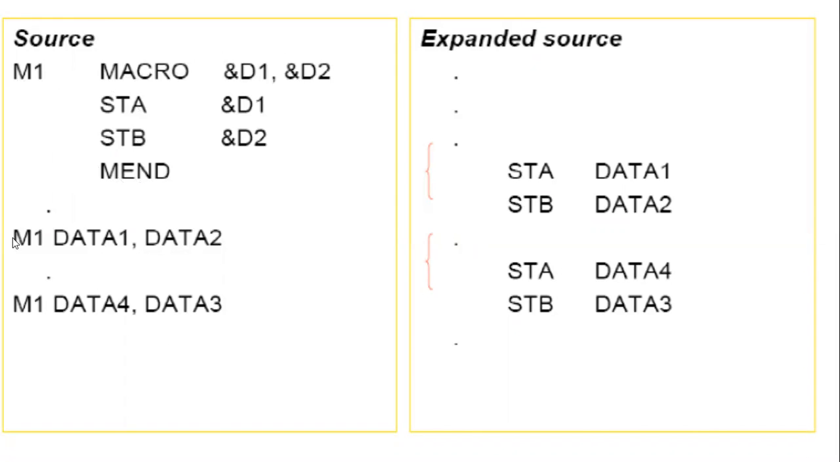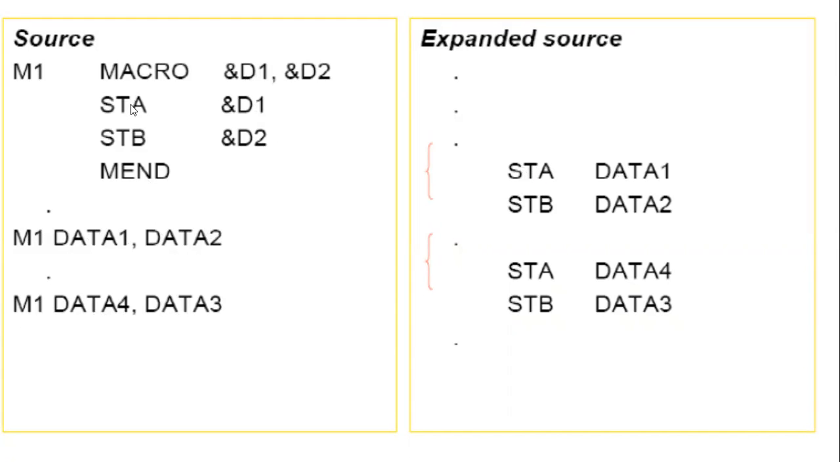Then in the program, we are having statements. Just observe: M1 data1, data2, and M1 data4, data3. M1 is the name of a macro, so we need to go for expansion with these two parameters. In the place of D1 we have data1, in the place of D2 we have data2. In the second call, in the place of D1 we have data4, in the place of D2 we have data3. After expanding, these two lines will be replaced with four lines.